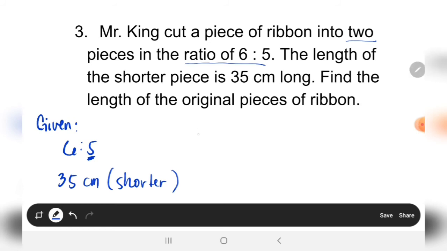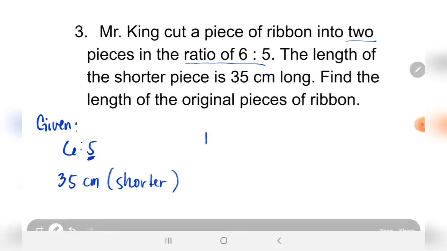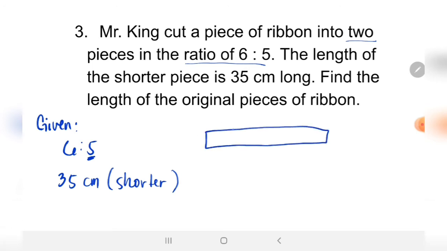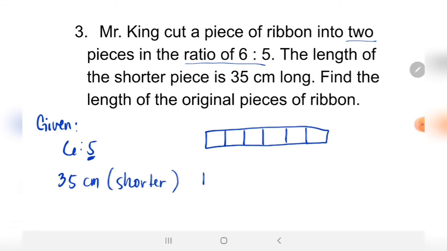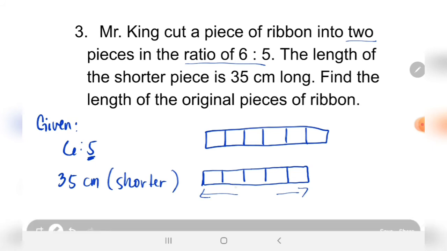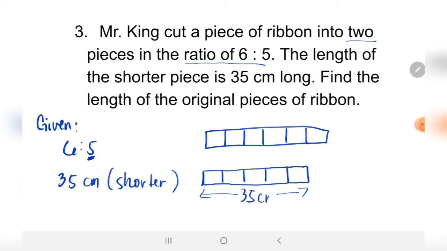construct a bar model. In here, the longer side has 6 units: 1, 2, 3, 4, 5, 6. This is the longer side, and the shorter side has 5 units: 1, 2, 3, 4, 5. We know that the shorter piece has a length of 35 centimeters.